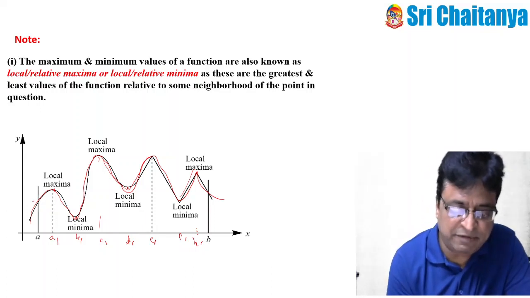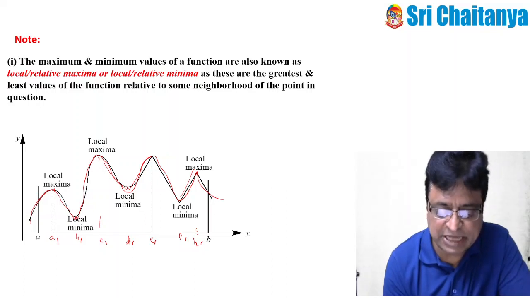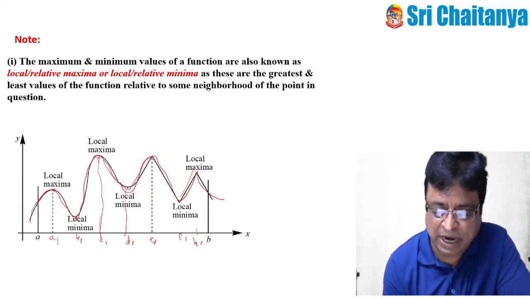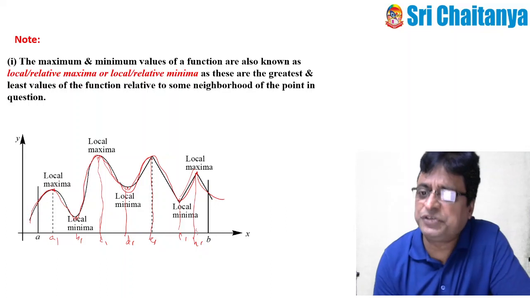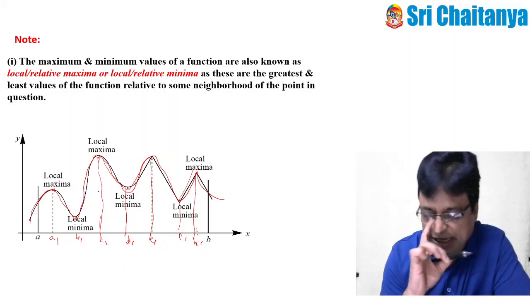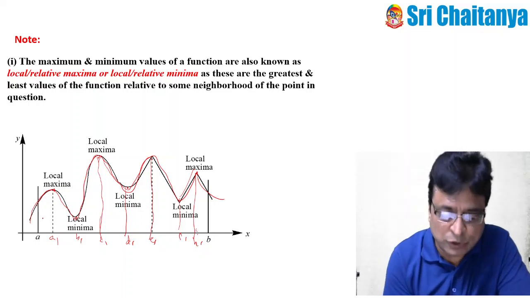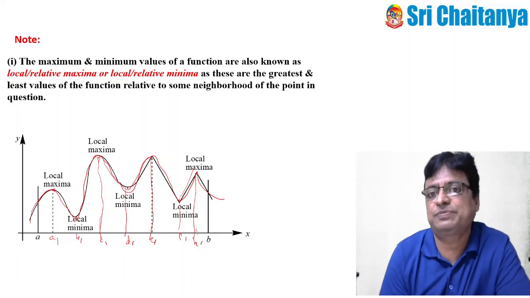At a1, the function has a maximum, and at b1, the function has a minimum. At c1, the function has a maximum, at d1 a minimum, at e1 a maximum, at f1 a minimum, and at h1 a maximum. So if a continuous function, that is, a non-monotonic function, is situated like this, clear? It has several maximum values as well as minimum values.